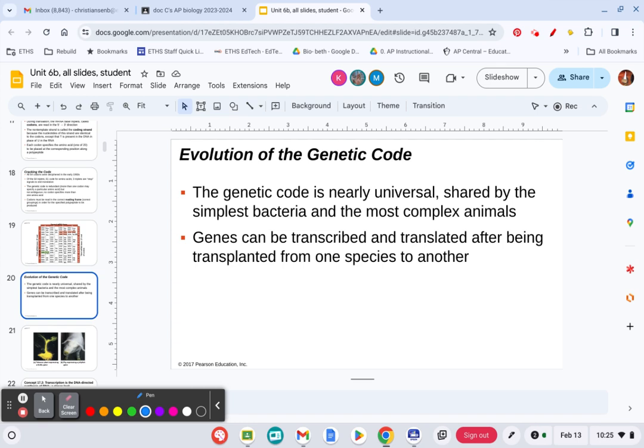Because they start with all those same 4 letters, what we can do is we can theoretically, and not so much theoretically anymore, we can actually do this, is we can take a gene from one species, and we can put it into another one.